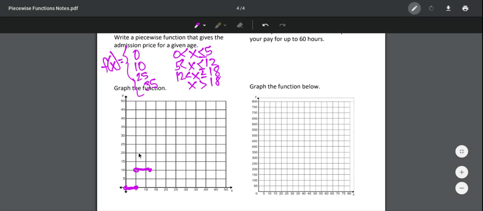So now we're going up to 25 at 12. From 12 to 18, right? And then we're going up to 35. So at 18, that should be open, even though it's hard to see. Let's see if I can make it open. And up, it's 35. So there's your piecewise.